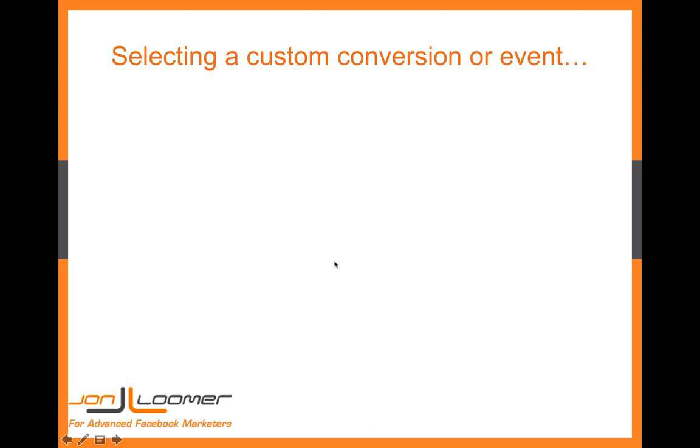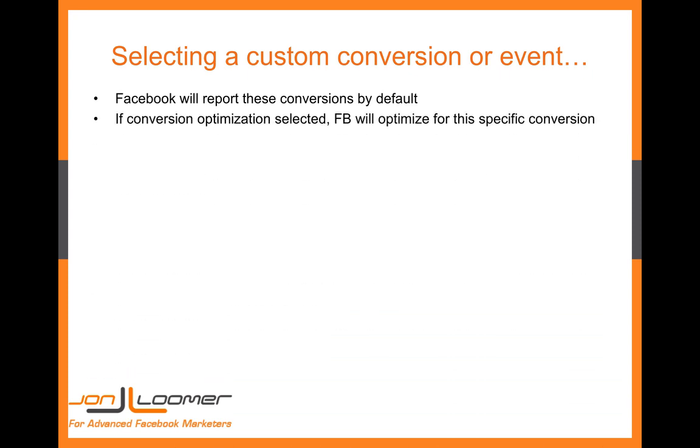So you're selecting a custom conversion or event in that case, by the way, just to be very, very clear. That's what I was choosing from. So Facebook's going to then report those conversions by default in your Facebook ad reports. Didn't used to be that way, by the way, but it is now that when you select it, that's what they're going to report. And if you do have Facebook optimize for conversions, Facebook will optimize for that specific conversion. So in my case, they're going to optimize for people most likely to sign up for my PHC Basic community.